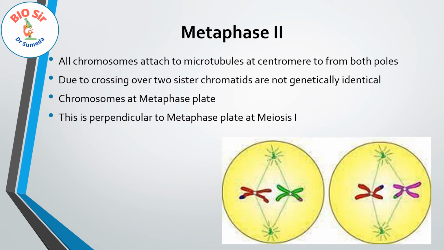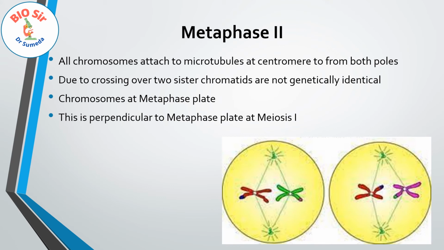Metaphase 2, and all chromosomes will be attached to microtubules. At this point, one chromosome will attach to microtubules from both sides at the centromere. As we discussed previously, there's a crossing over of sister chromatids, so we have non-identical chromosomes.